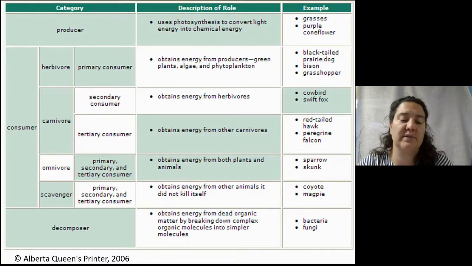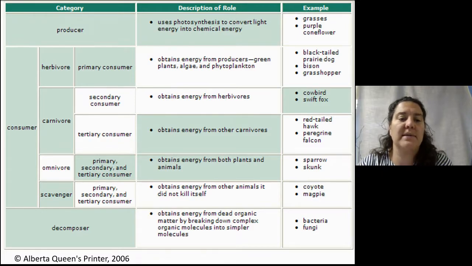So often in prairie ecosystems, these will be birds. They'll eat animals that have already eaten another consumer. Omnivores obtain energy from both plants and animals, and examples would be skunks or sparrows.